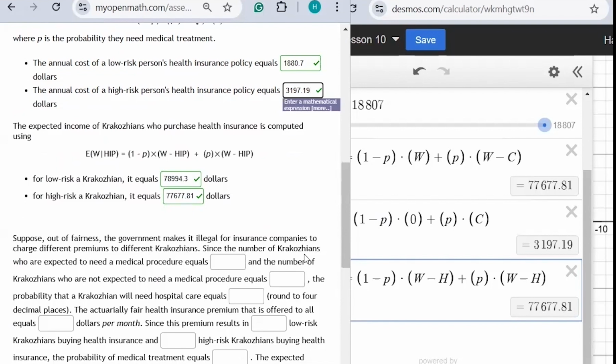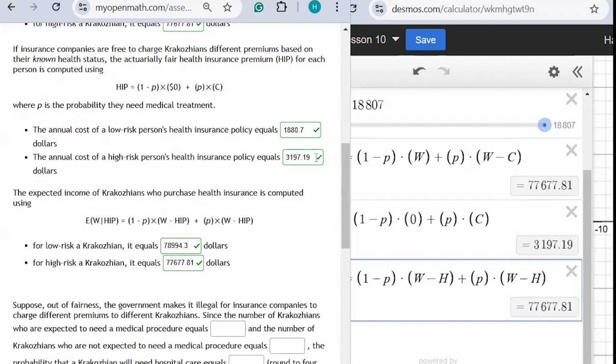Now, suppose out of fairness, the government makes it illegal for insurance companies to charge different premiums to different Caucasians. Now, why might it do that? Well, maybe older people who are paying this premium find out that younger people are paying that premium, and they claim that it's unfair because it's only fair that these two things be identical. So maybe they're successfully lobbying their senators, their congresspeople, to institute a law that requires these two things to be the same out of fairness. Or maybe high-risk people are females and low-risk people are males, and females are outraged that their premiums are not quite double that of males.